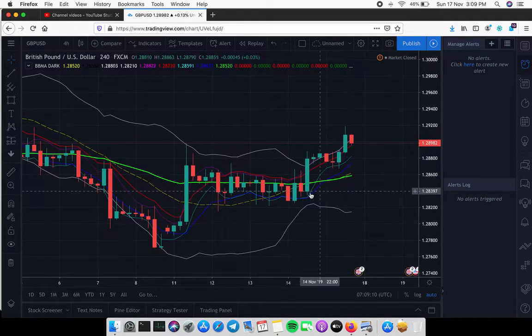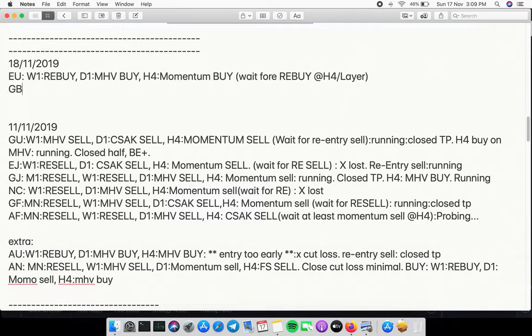On H4 we can see there's already a momentum buy, a re-entry momentum buy. What we expect next is a re-entry. So GBP USD is another pair that we want to be able to trade next week.